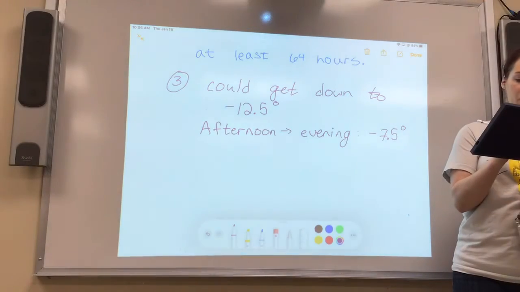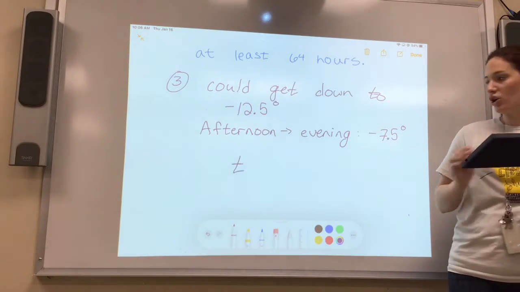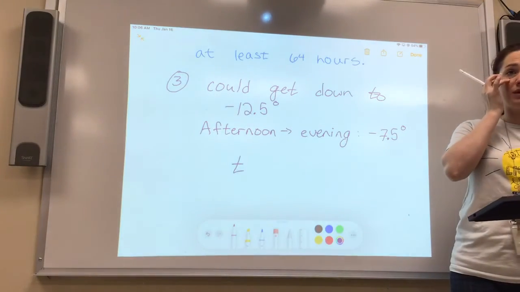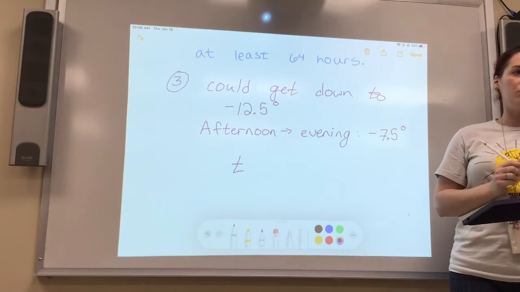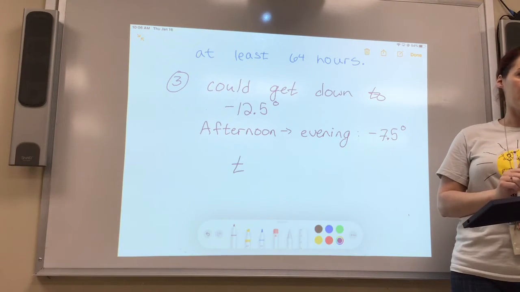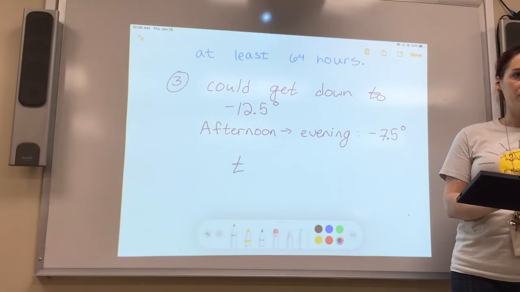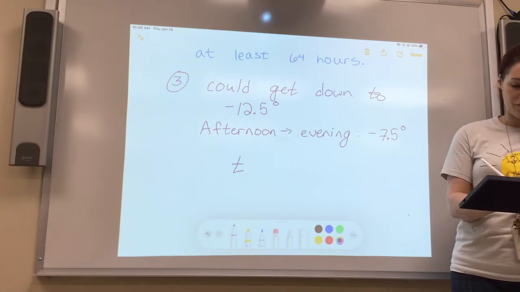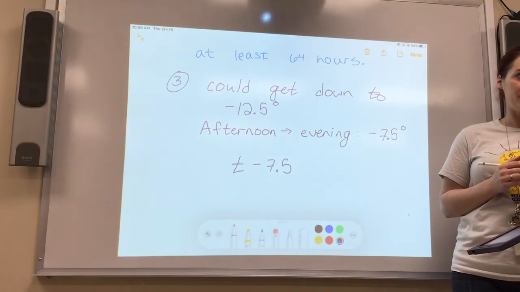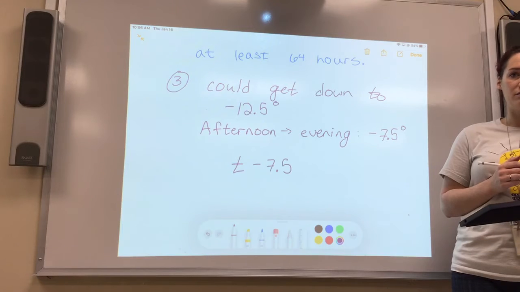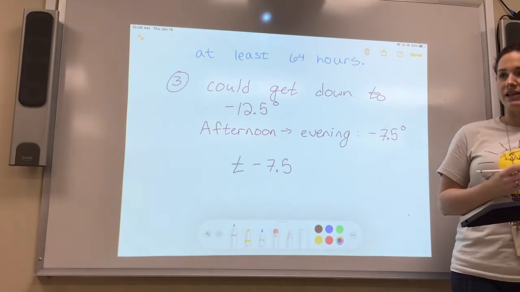Okay, so if we have an afternoon temperature of T, that's our question, what's the afternoon temperature? If I had an afternoon temperature of T, what did the temperature do from the afternoon temperature? Eliana? Minus 7.5. It went down by 7.5 degrees. So I'm going to subtract 7.5 from it. I'm not calling it 7.5 degrees, I'm just calling it 7.5, because now this is in math. So we take out the labels.